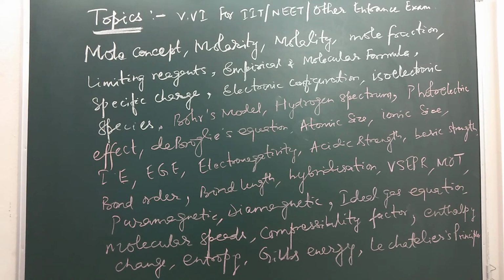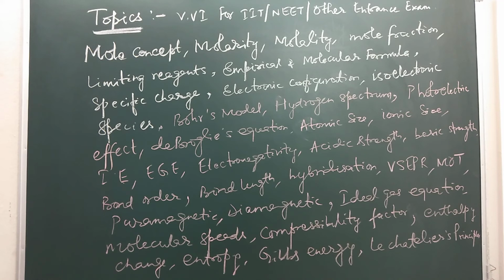Next is paramagnetic and diamagnetic. You know that if unpaired electrons are present, it is paramagnetic. If there are no unpaired electrons, it is diamagnetic. A few exceptions are there, like B2, S2, O2. Despite having an even number of electrons, they are paramagnetic.